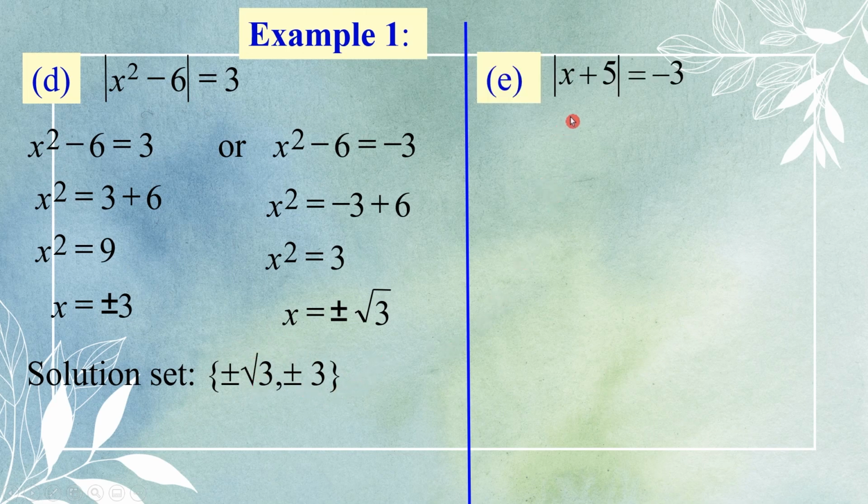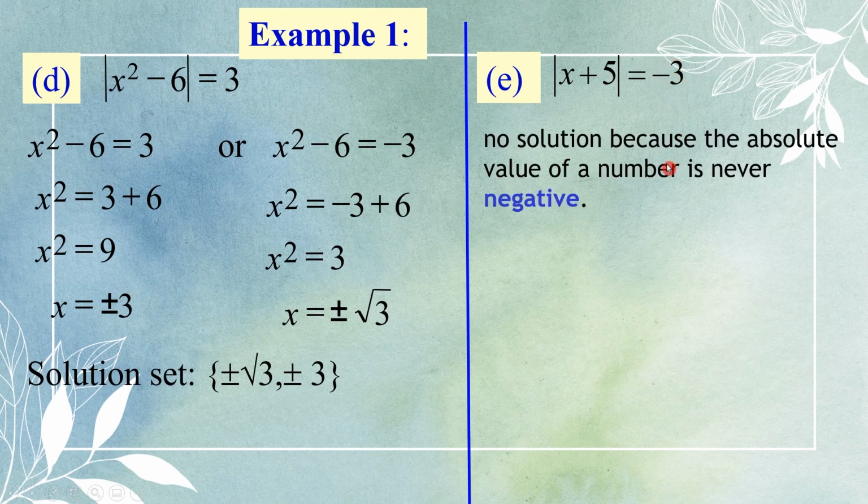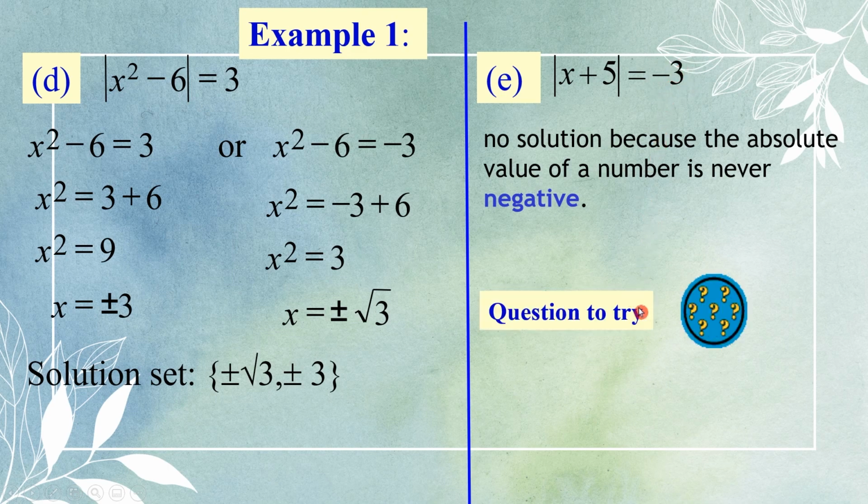Okay, what if the question given to us is the absolute value of x + 5 = -3? It doesn't have a solution because the absolute value of a number is never negative. The absolute value of a function will always give us a positive. As usual, I'll let you try this question.